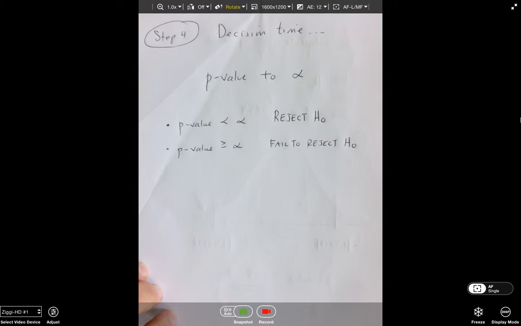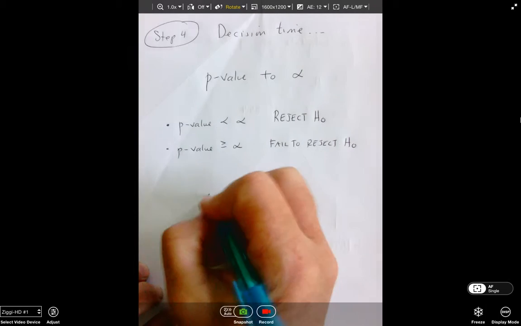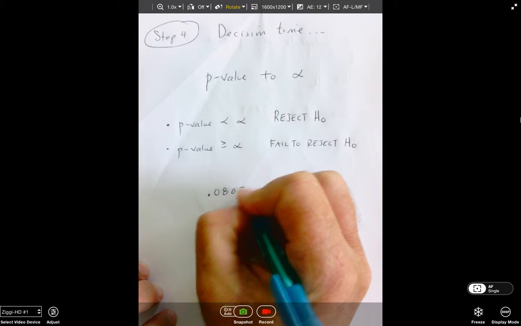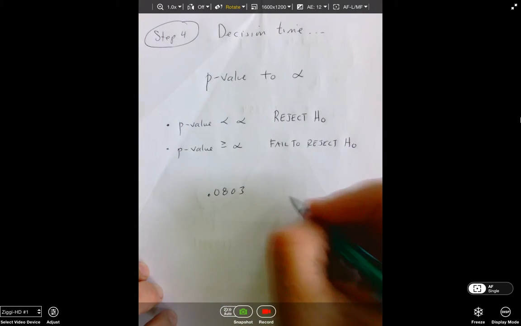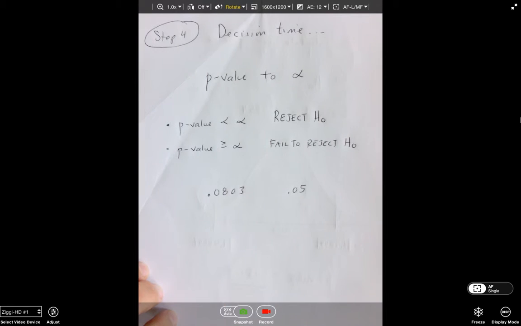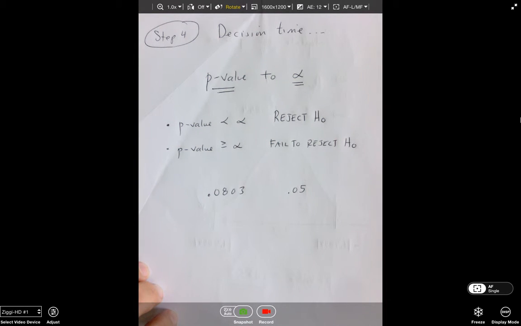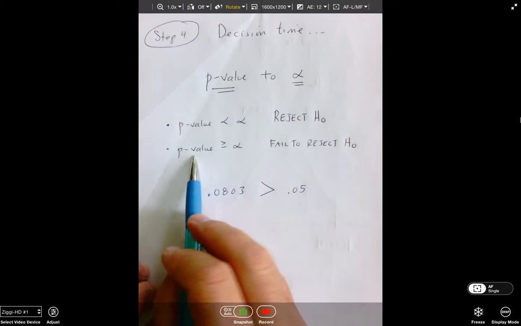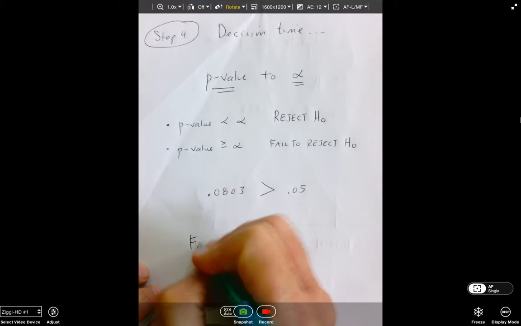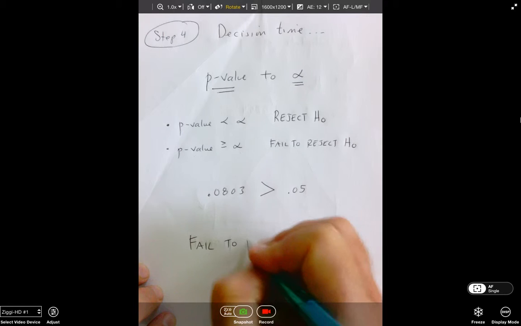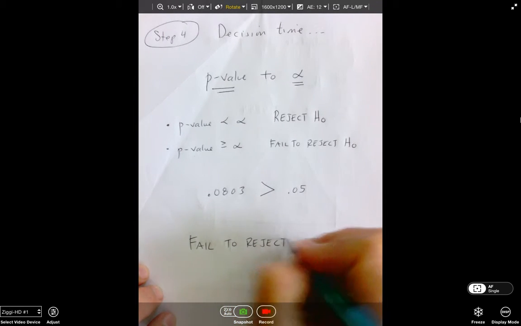Our p-value was 0.0803. Our alpha back from step number 2 was 0.05. Our p-value we calculated to be 0.0803. This is greater than 0.05. 0.0803 is bigger, so we fall in this category here. Our final decision is fail to reject H sub 0.